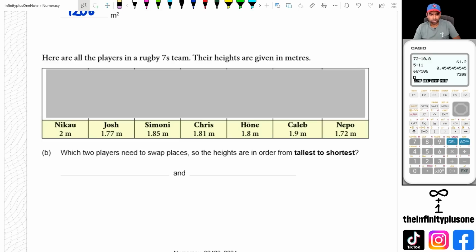So it's just Caleb and Josh, because remember 2 is the same thing as 2.00 and 1.90, 1.80, and if you think about it, if you get rid of the decimals, you've got 200, 177, 185, 181. So that's how I know that Caleb needs to be swapped over with Josh, because Caleb's 190, Josh is 177. So those 2 boys need to swap over. So Caleb and Josh, both needed in either order.